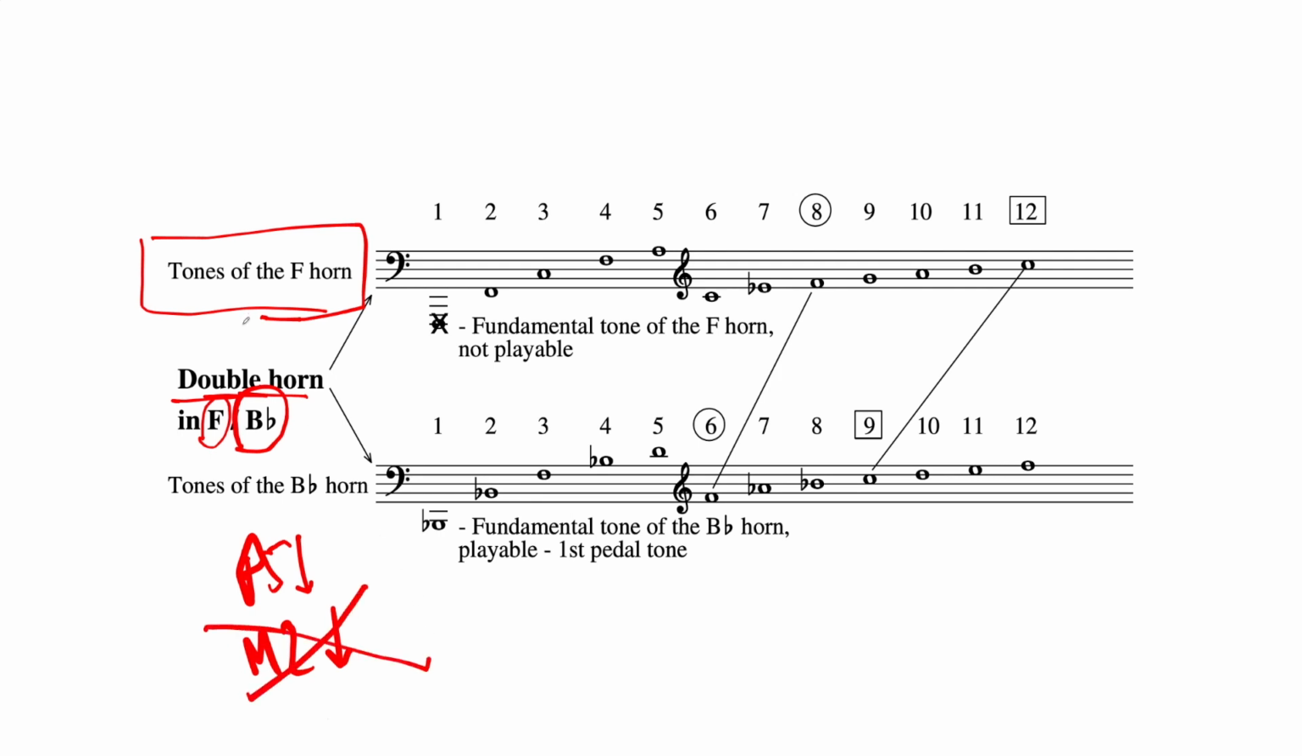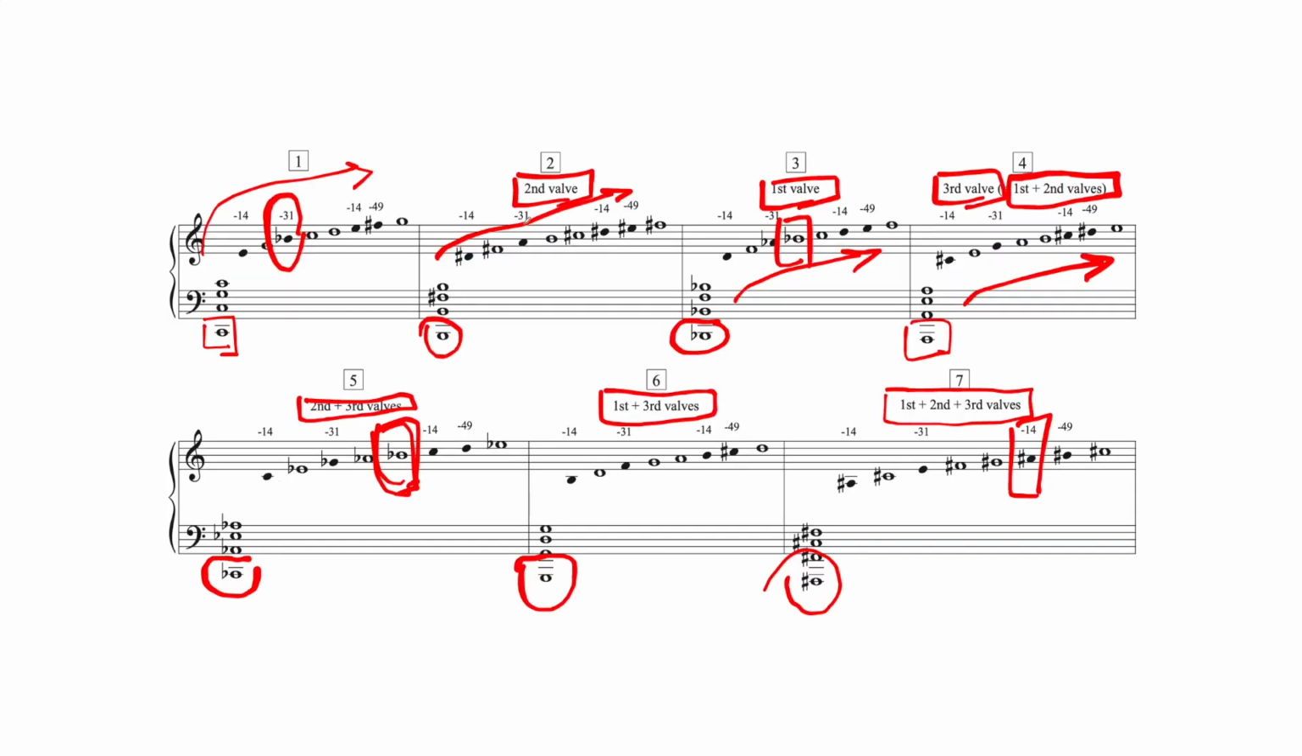You will write everything in F. Everything you write will sound a perfect fifth lower. The horn player will do the rest. This transposition, you can ignore it. This is just a mechanism in order to make the playing easier for the hornist. Otherwise, he can play everything here. This is only the mechanism of the F horn.